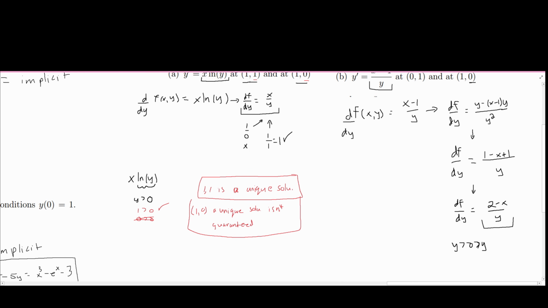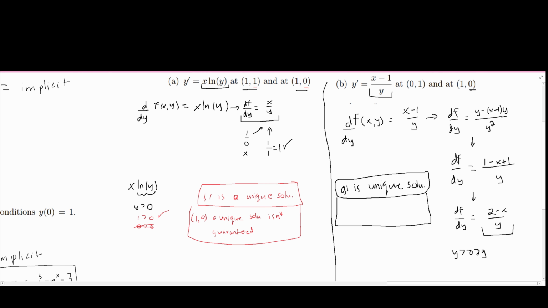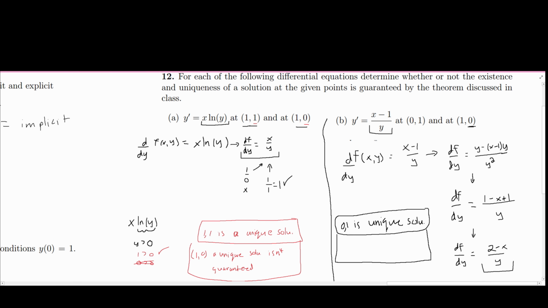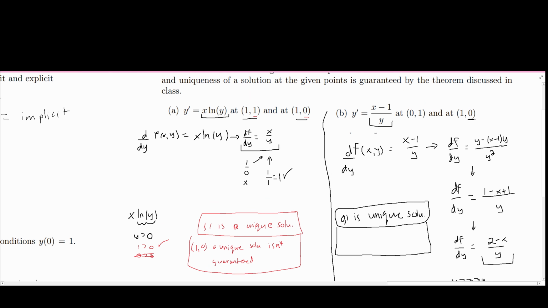And we are not guaranteed a solution at 1, 0. It's important to keep in mind that although we cannot prove that this second set of points is unique or has existence, we cannot disprove it either. So that is very important to keep in mind. And that is how you would write it.